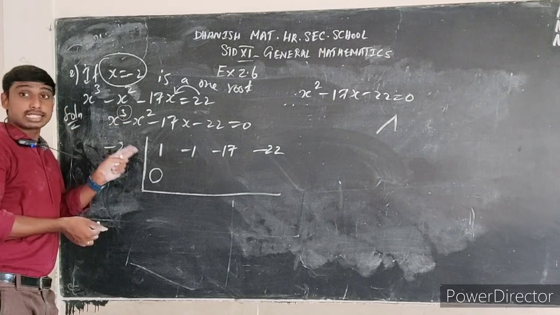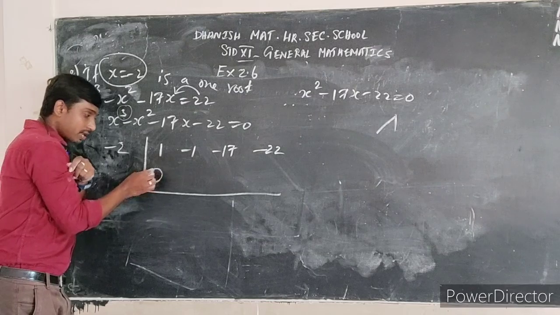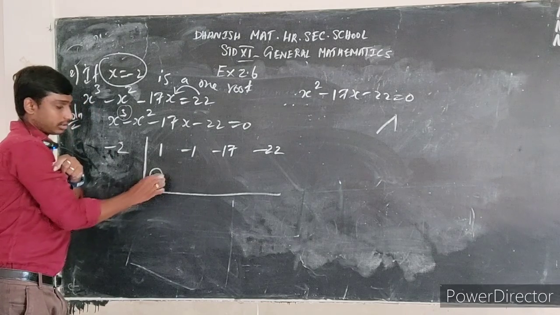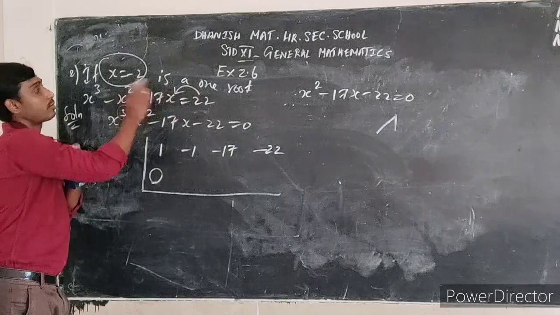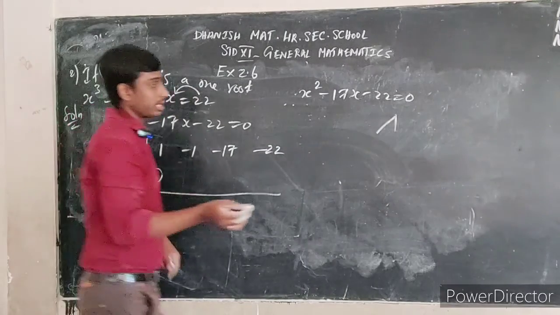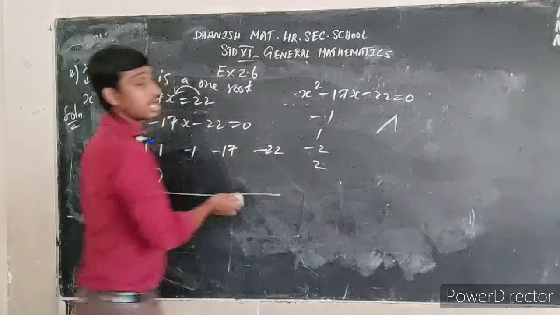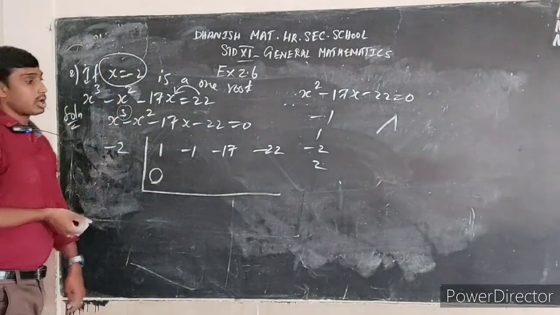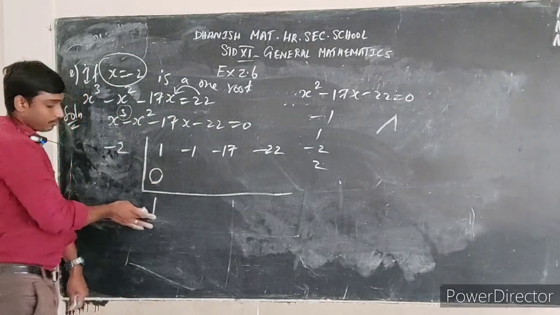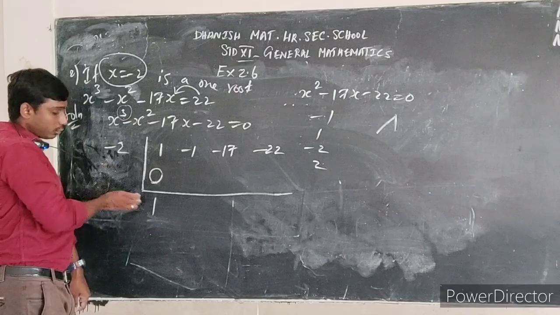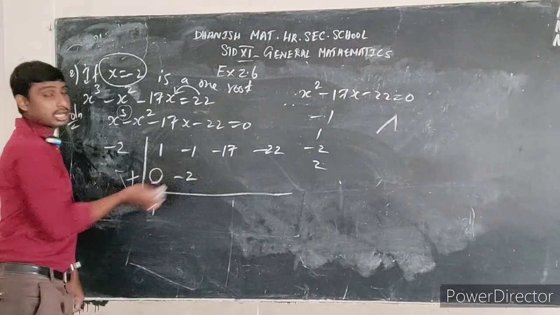So for x cube in an equation, we are using the synthetic division. Here always we are putting 0 only. Whatever root is given here, or else you have to take minus 1 or plus 1 or minus 2 or plus 2 as the roots for solving the synthetic division. So let's see what we are getting now. Here 1 into minus 2, we are going to multiply this one.